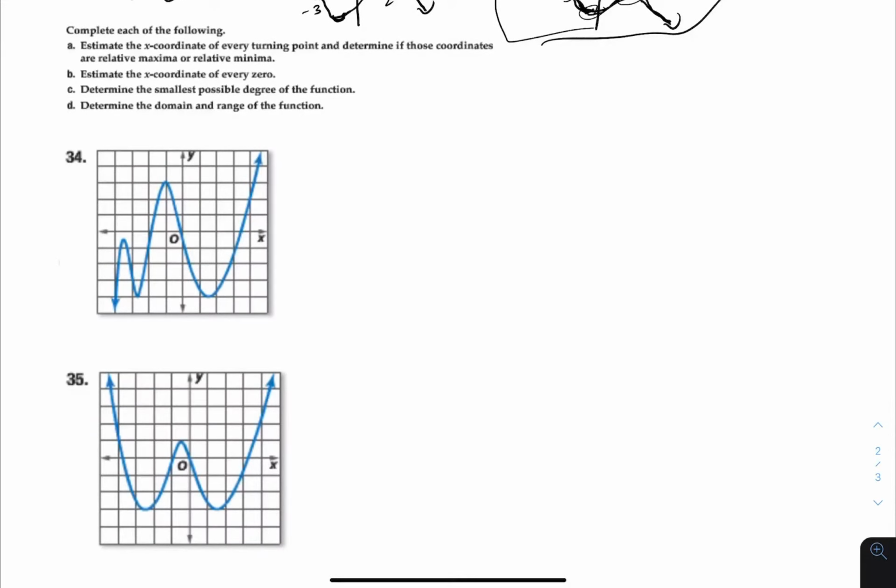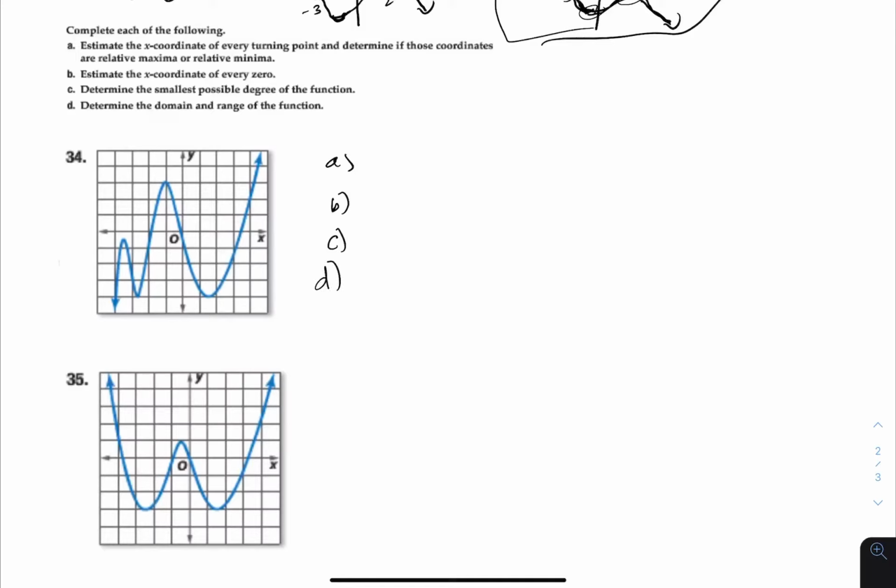Next one. A, estimate the x-value of every turning point. So I've got to estimate the turning points. B, estimate the x-value of every zero. C, determine the smallest possible degree of the function. We'll talk about that. And then D, find the domain and range.